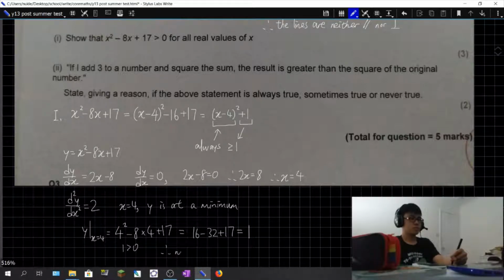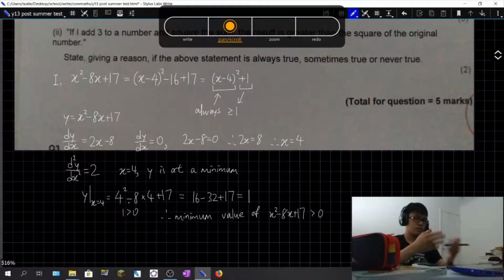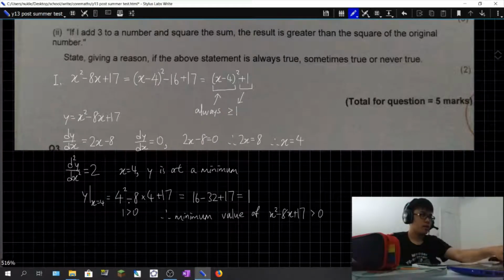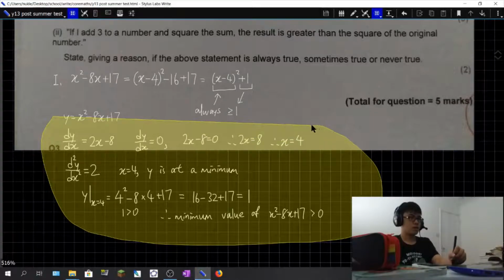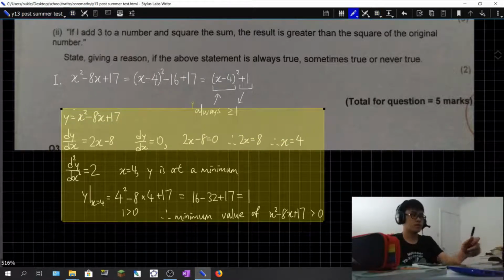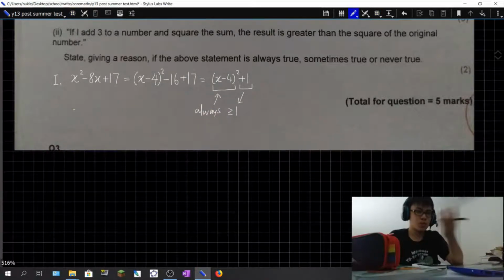So the minimum value of x squared minus 8x plus 17 is bigger than 0. Therefore, for any value, it's also going to be bigger than 0. Alright, so that's cool. That's not the way you're supposed to do it, so I'm just going to get rid of that, because if you did this, you're just being extra, okay?